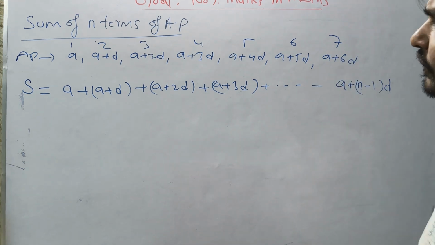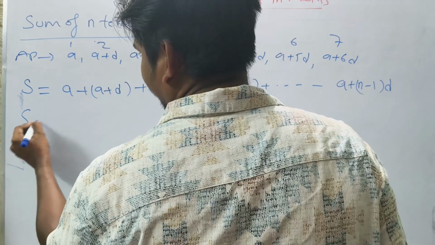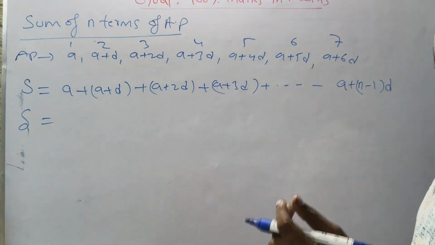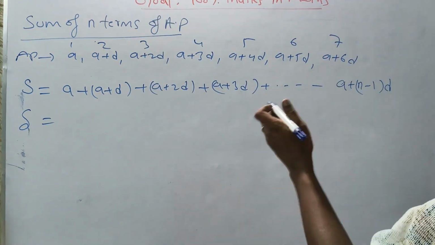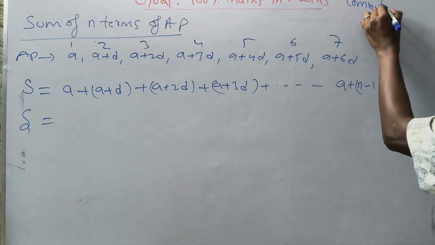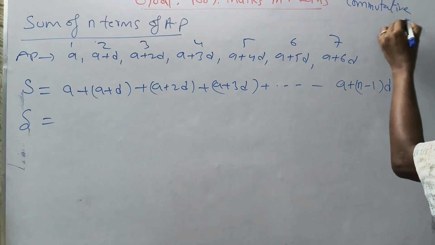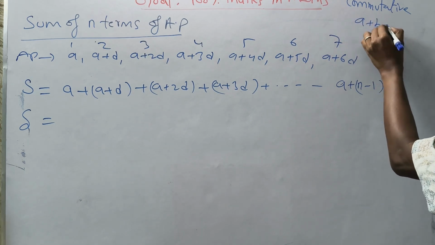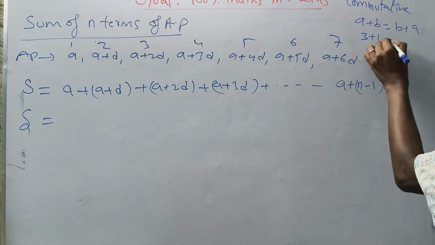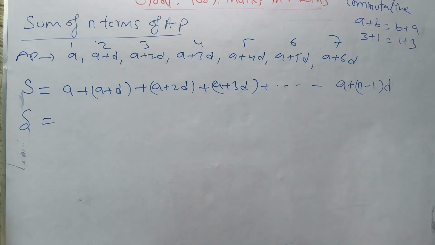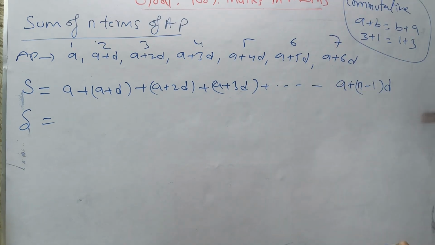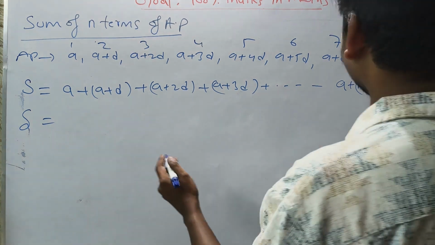Clear? Now I am writing in the reverse order. Why am I writing in reverse order? We know one of the properties, that is the commutative property. See what it says: a plus b is equal to b plus a. Means 3 plus 1 is equal to 1 plus 3. Yes or no? LHS is equal to RHS. Now based on this property, I am writing this one.